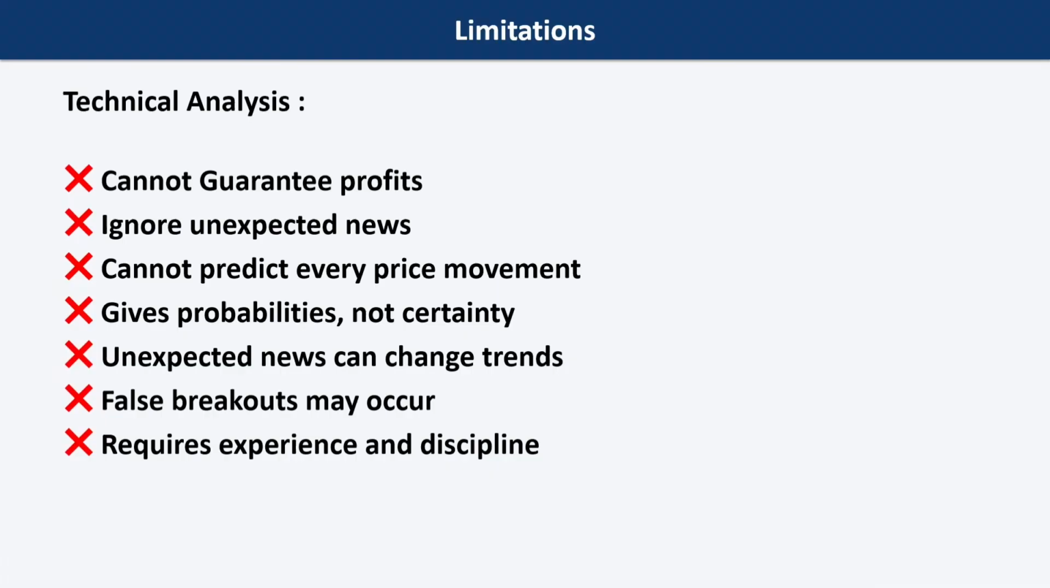Next, gives probabilities, not certainty. So this is one of the most important points in technical analysis. It works on probability. It tells us what is likely to happen, not what will definitely happen. So it only gives us probability, not certainty. For example, suppose a weather forecast says there is an 80% chance of rain. It does not mean it will definitely rain. Similarly, technical analysis gives us the most probable direction based on available information only.